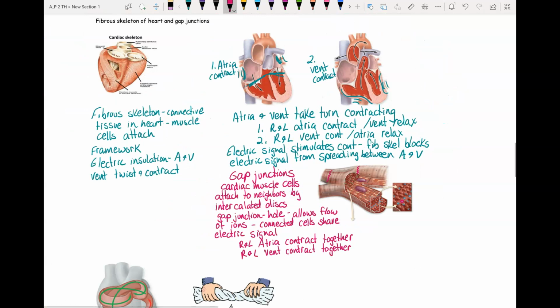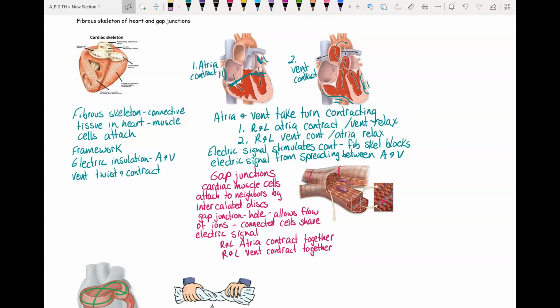So you have two things going on here. Gap junctions allow the right and left atria to share the signal with each other and contract together, while the fibrous skeleton blocks that signal from spreading down into the ventricles. That way the ventricles stay relaxed while the atria contract. Then we just flip it. The ventricles contract and they use their gap junctions to share the signal with each other, so both the right and left contract together, while the fibrous skeleton blocks the signal from going up into the atria. That way the atria stay relaxed while the ventricles contract.